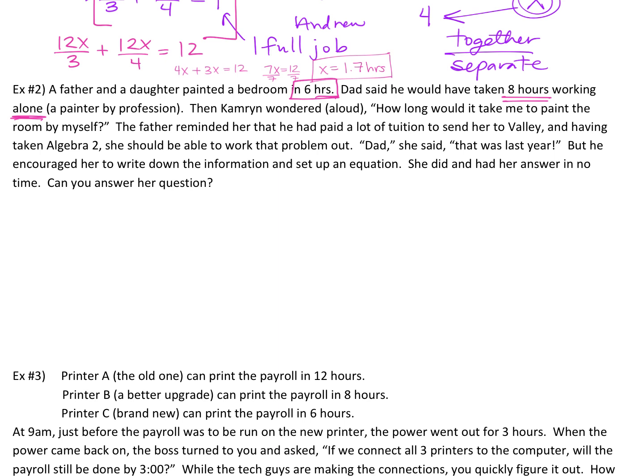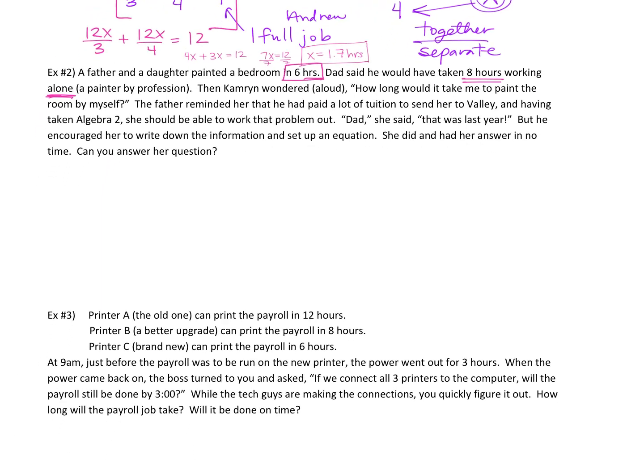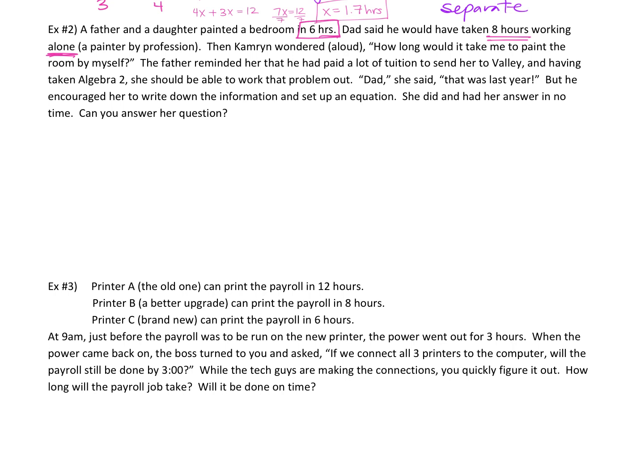Cameron wondered, how long would it take me to paint the room by myself? The father reminded her that he paid a lot of tuition to send her to Valley, and having taken Algebra 2, she should be able to work that out. Dad, that was last year. But he encouraged her to write down the information and set up an equation. She did and had her answer in no time. Can you figure out her answer?